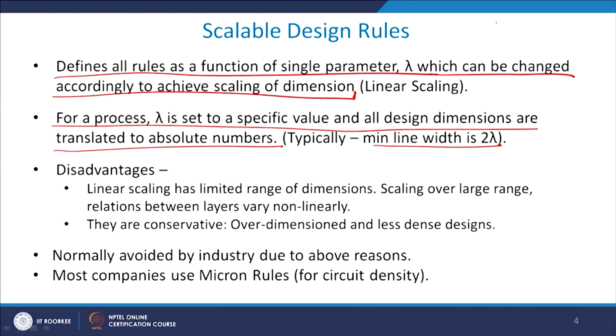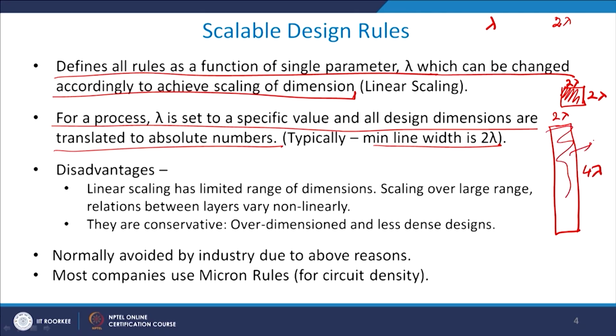So, let us suppose I have a process with lambda. We define minimum line width to be equal to 2 lambda, there are certain reasons for that. Therefore, let us suppose I have a contact whose dimensions are 2 lambda by 2 lambda. So, this is the minimum contact which you can get. Similarly, you have a polysilicon which is, say, 2 lambda by 4 lambda, this is poly, let us suppose.